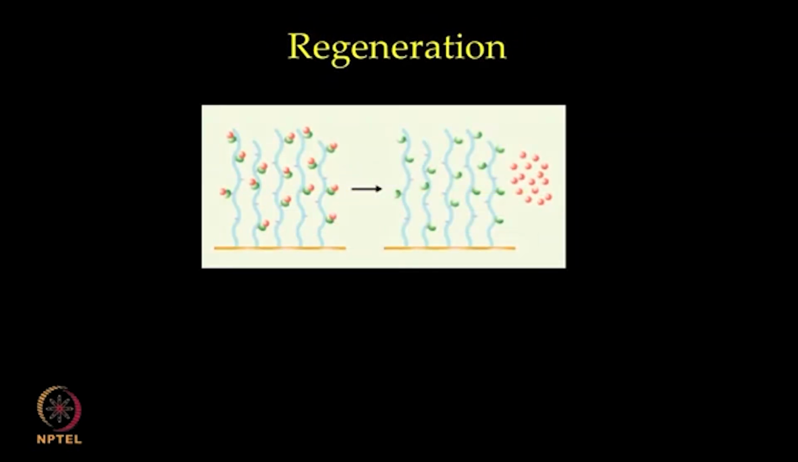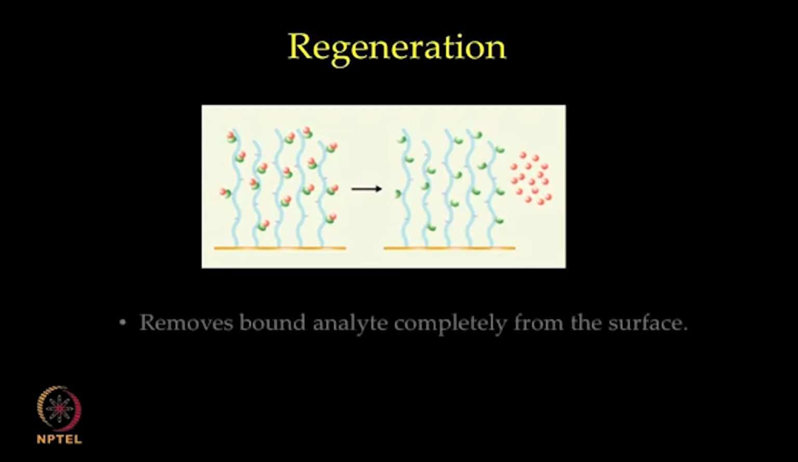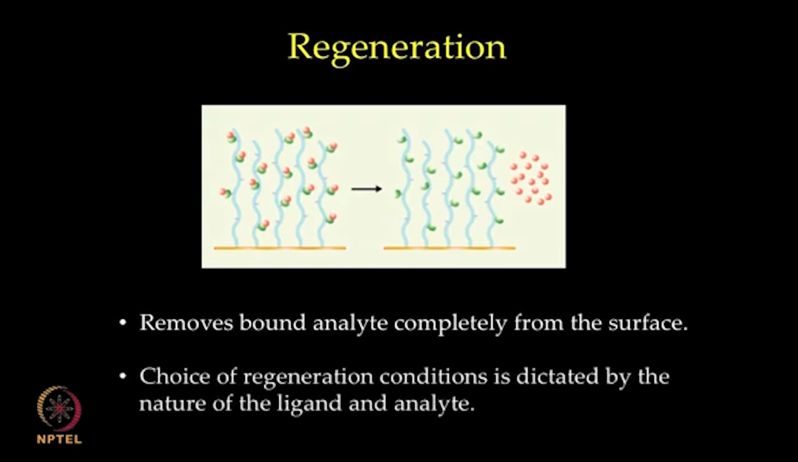Regeneration, as already discussed by Dr. Srinivas, is the process of removing bound analyte from the ligand on the sensor chip surface after analysis of a sample. Efficient regeneration, which means removing bound analyte without affecting the ligand activity, is crucial to a successful assay. If the regeneration is incomplete or the binding activity of the surface is reduced, the performance of the assay is impaired. The choice of conditions for regeneration is dictated by the stability and nature of the ligand and analyte.